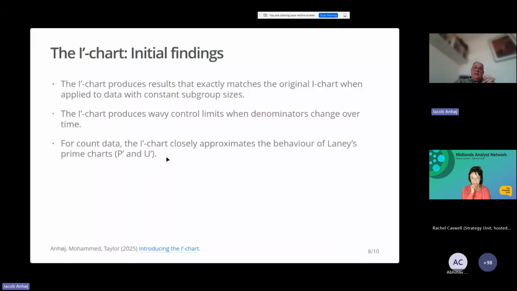Also, we found that when we use the I prime chart for count data that we would normally present in P or U or C charts, the control limits are often very, very close to that of the original chart. So that's promising.